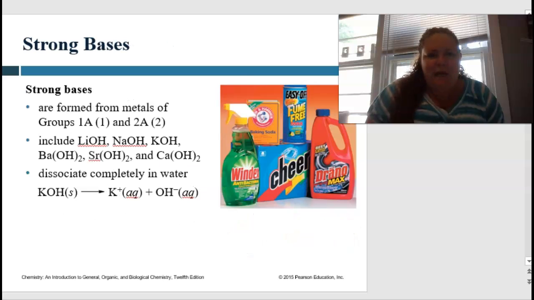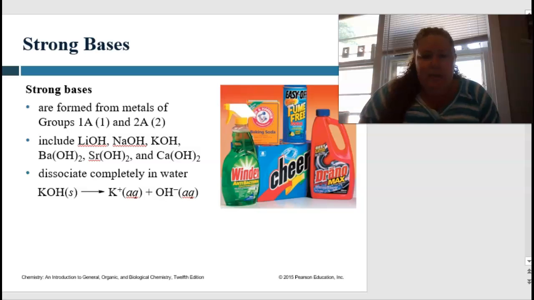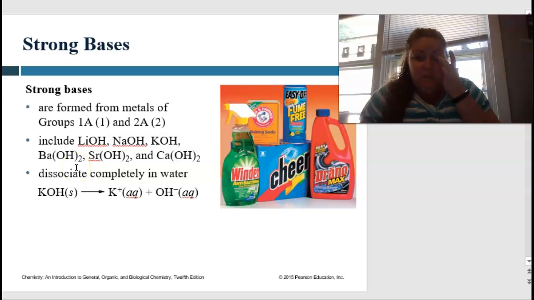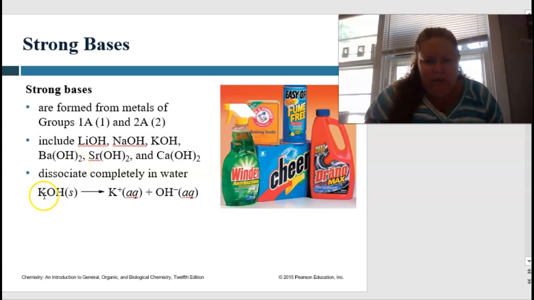Moving on to strong bases. Remember, these are the ones that are slimy. They are formed from metals from group 1A and 2A, and these include LiOH, NaOH, KOH, Ba(OH)2, Sr(OH)2, and Ca(OH)2. They dissociate completely in water. Here's an example where you have your original base and it dissociates into its two constituent ions.